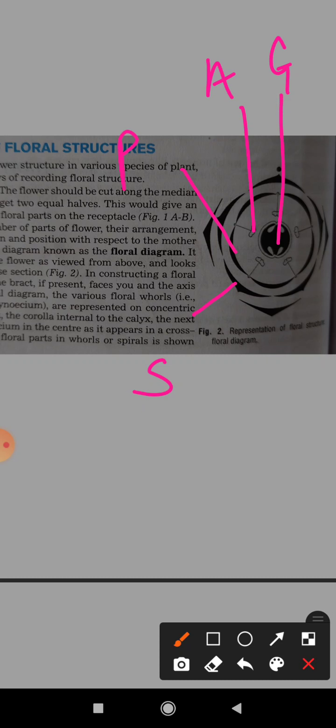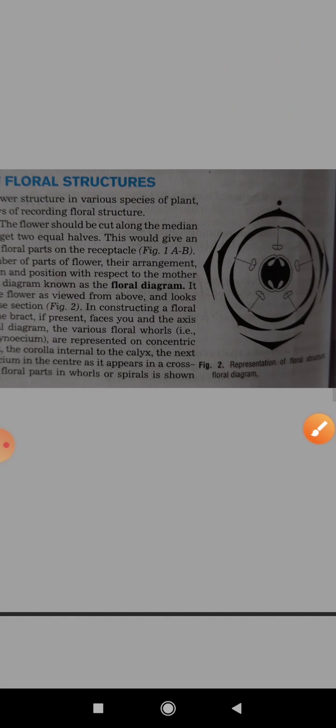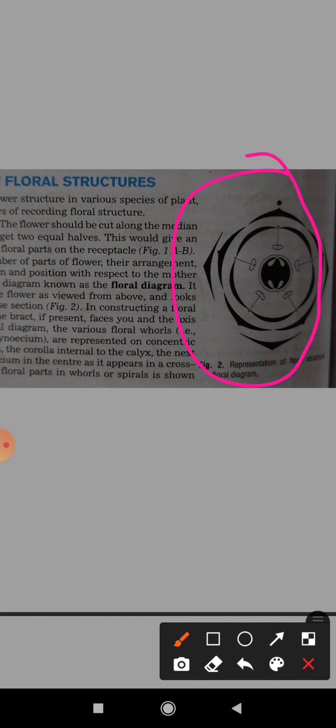Now if you look at the aestivation, here we see that the petals and the sepals are arranged in such a way that their margins are touching each other. So we can say that this is showing valvate aestivation. And again here we can see how the androecium is attached to the petals. So in this floral diagram itself, we are able to represent the whole structure.